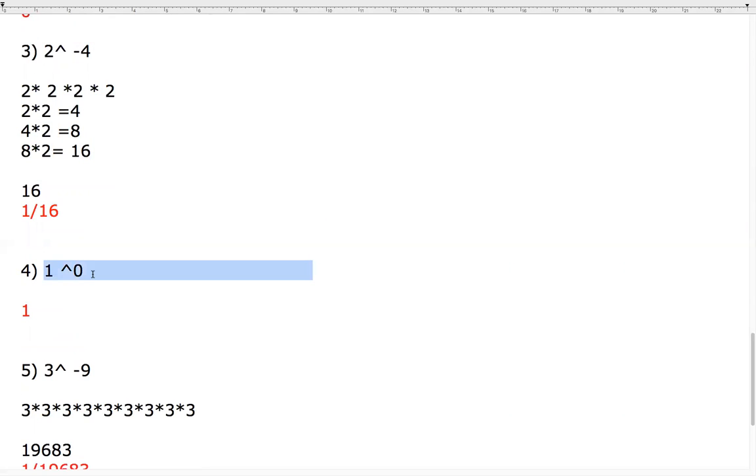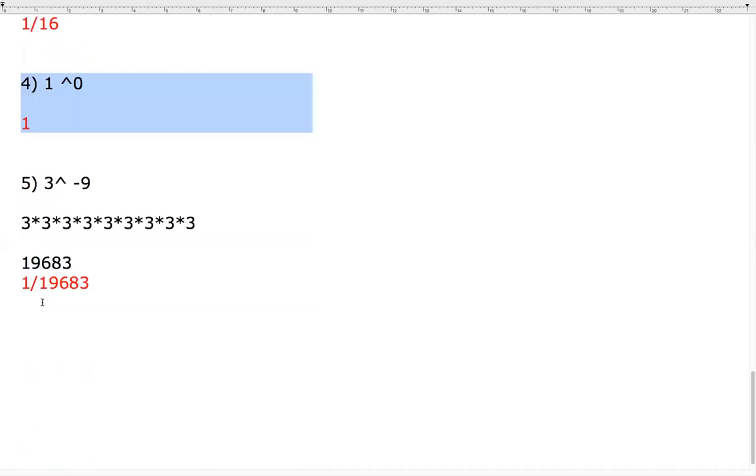What is 1 to the power of 0? Any number to the power of 0, I told you, you have to blindly write it as 1. If it's 9 to the power of 0, it's going to be 1. If it's 1000 to the power of 0, it's going to be 1 here. Okay, 3 to the power of minus 9.